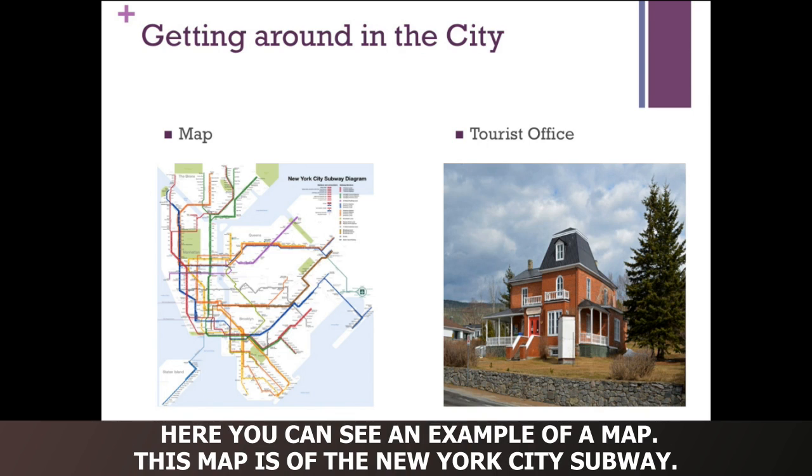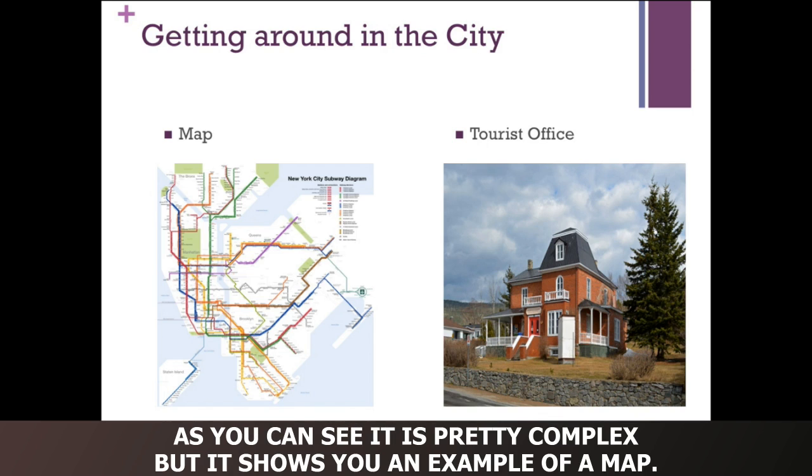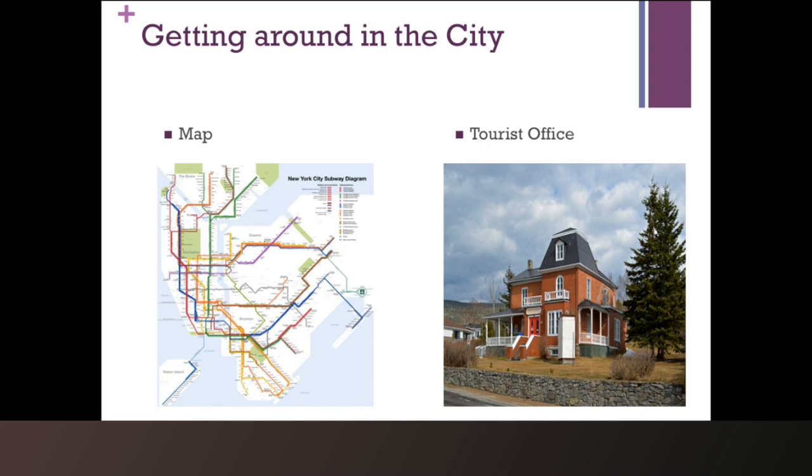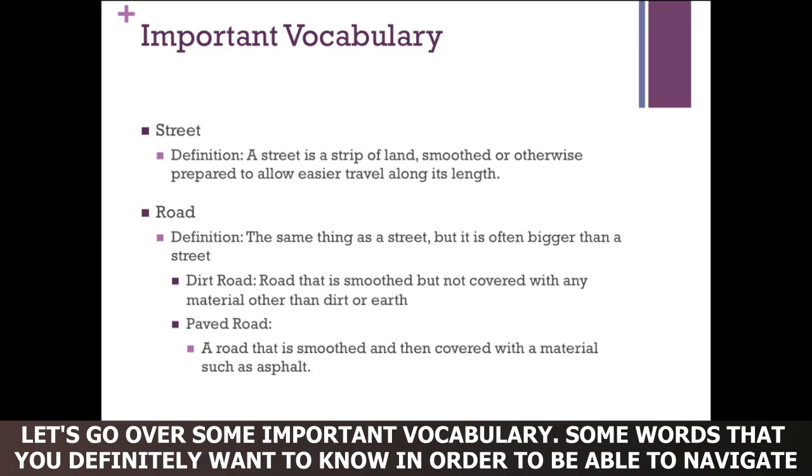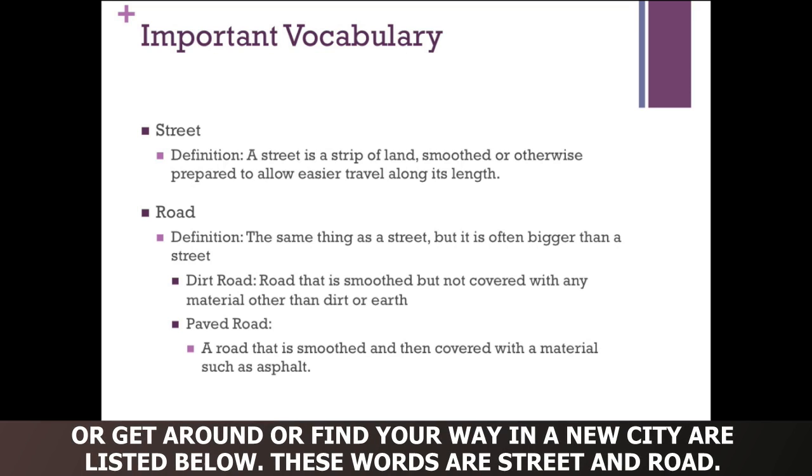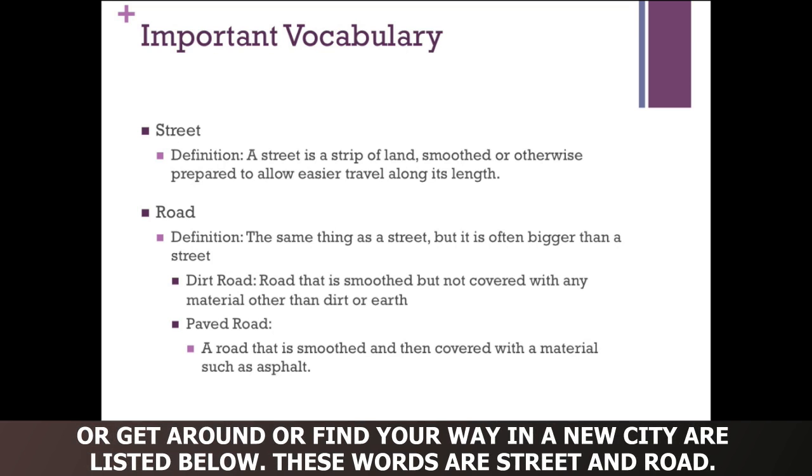Here you can see an example of a map. This map is of the New York City subway. As you can see, it is pretty complex, but it shows you an example of a map. Let's go over some important vocabulary. Some words that you definitely want to know in order to be able to navigate or get around or find your way in a new city are listed below.